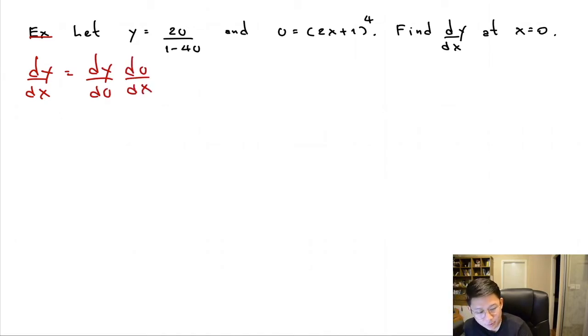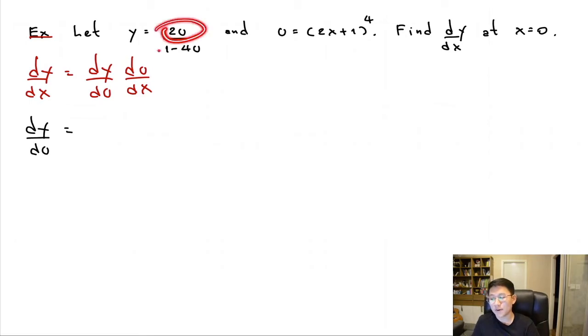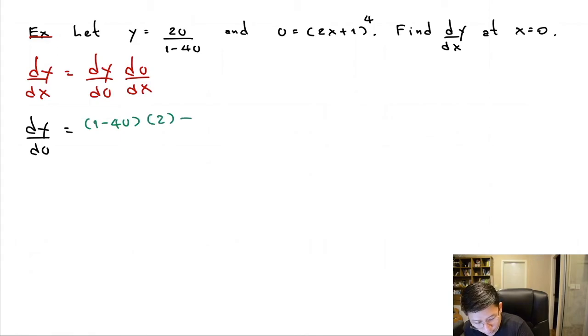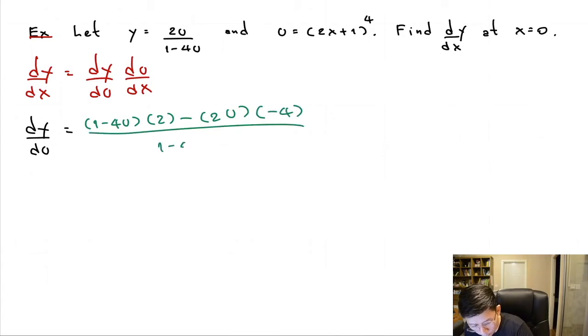And what is dy by du? dy by du is the quotient, right? Here we have high and low. So dy by du would be low d high, which is 2, minus high, which is 2u, d low, which is minus 4, divided by low squared. Okay, and what's that?